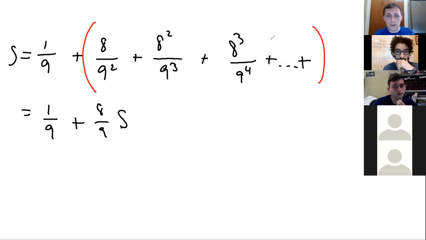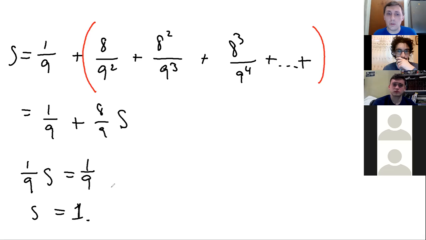If I factor out 8 over 9, this is 1 over 9. This is 8 over 9 squared and onwards. Now, when I move it across, look what happens. S minus 8 over 9 S is what? This will be 1 over 9 S equal to 1 over 9. So S, the amount I removed, is equal to 1.